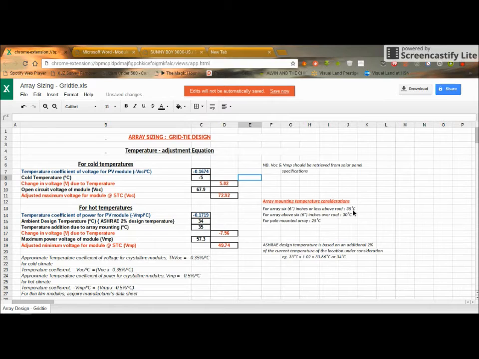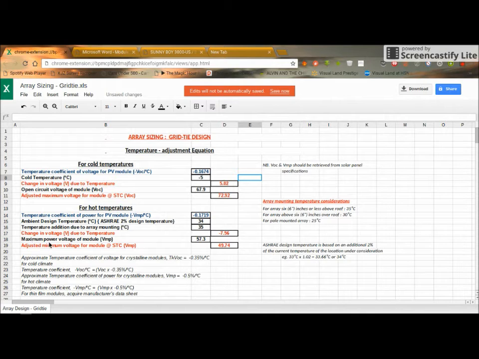If you're putting it with, use 35 degrees. For array above 6 inches over the roof, 30 degrees. If it's a pole mounted array, then it will be 25 degrees Celsius. So for our consideration here, we're saying that you're mounting your modules on your roof 6 inches or less above the roof. So we'll use 35 degrees Celsius here. We've input that in. And so our change in voltage due to temperature here now becomes minus 7.56.